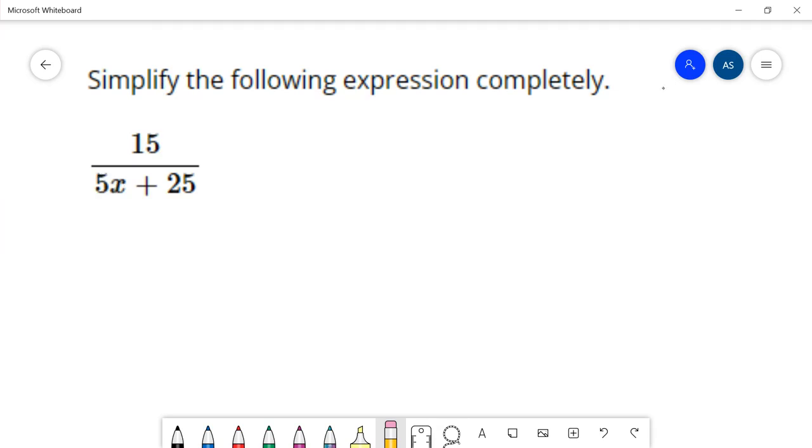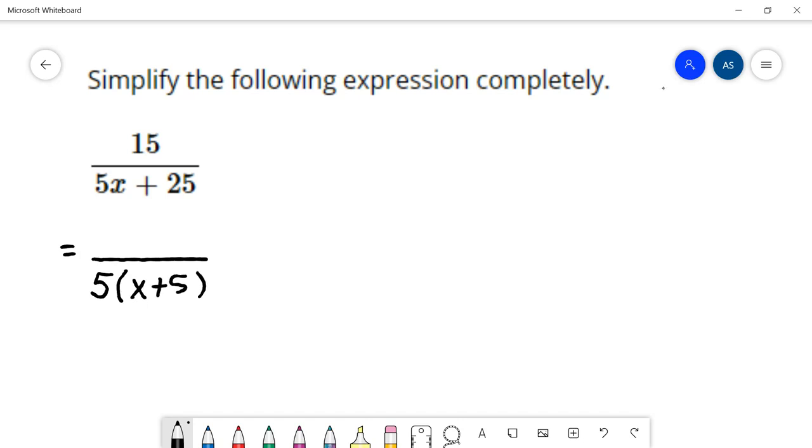So in order to cancel common factors, we have to have factored form. So to simplify things like this, we want to factor the numerator and factor the denominator. Let's factor the denominator first. So we have 5x plus 25. The first step in factoring is greatest common factor. These two terms have a common factor of 5. Factor out the 5, and we're left with x plus 5.